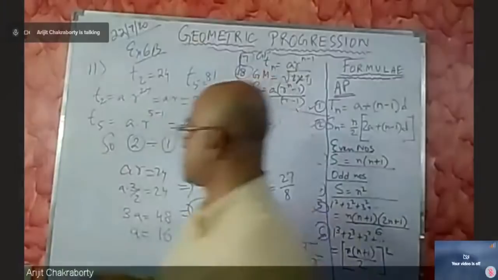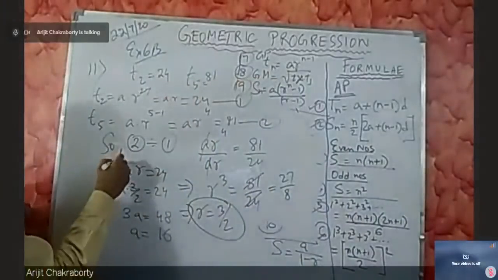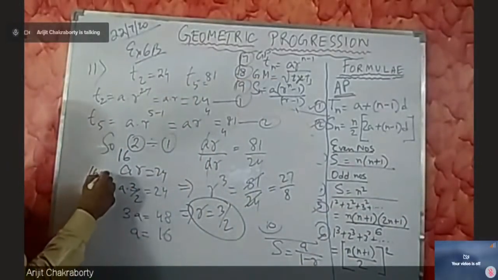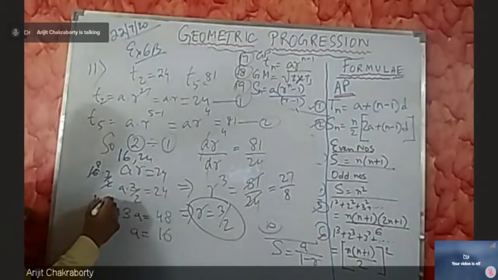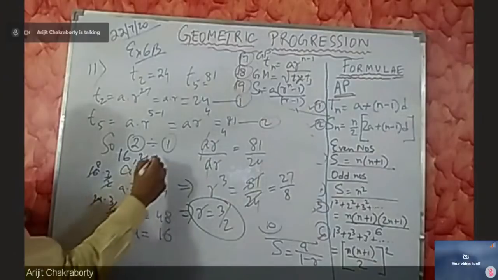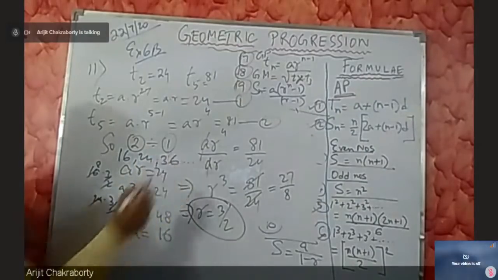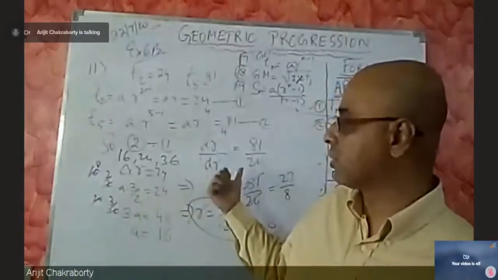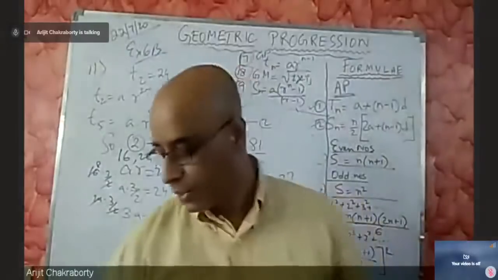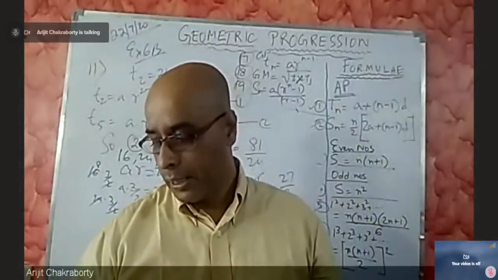Okay. So what is the series? The series will be 16 first, then 16 into 3 by 2, that is 24. Then 24 into 3 by 2, that is 36, and so on. So the answer is 16, 24, 36 and so on. Right? I think this is clear now. This was number 11. Fine.